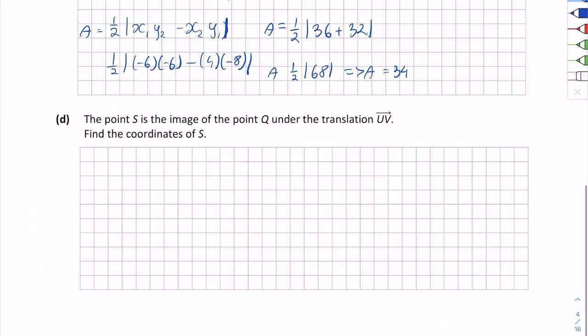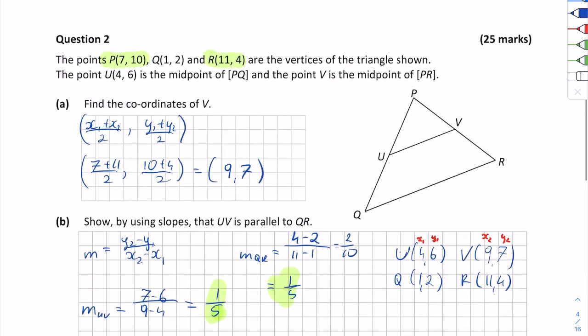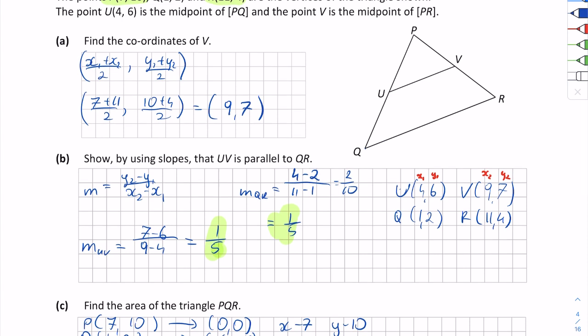And in the last part of this problem, we have to find coordinates of point S. Taking a look at the diagram, point S is the translation from Q along this line from Q onto S. So you're translating Q onto S using the same translation as U onto V.